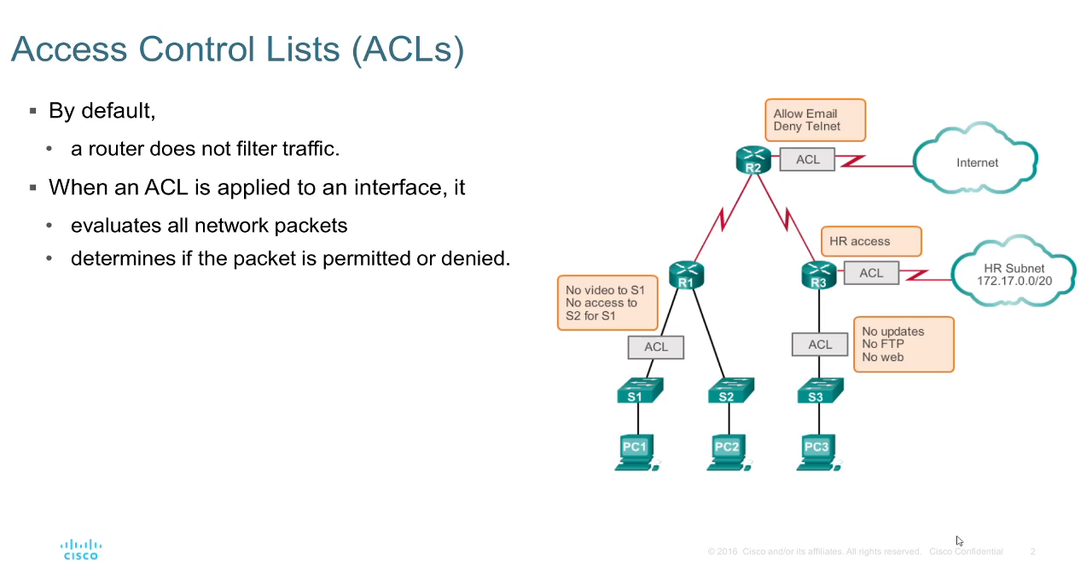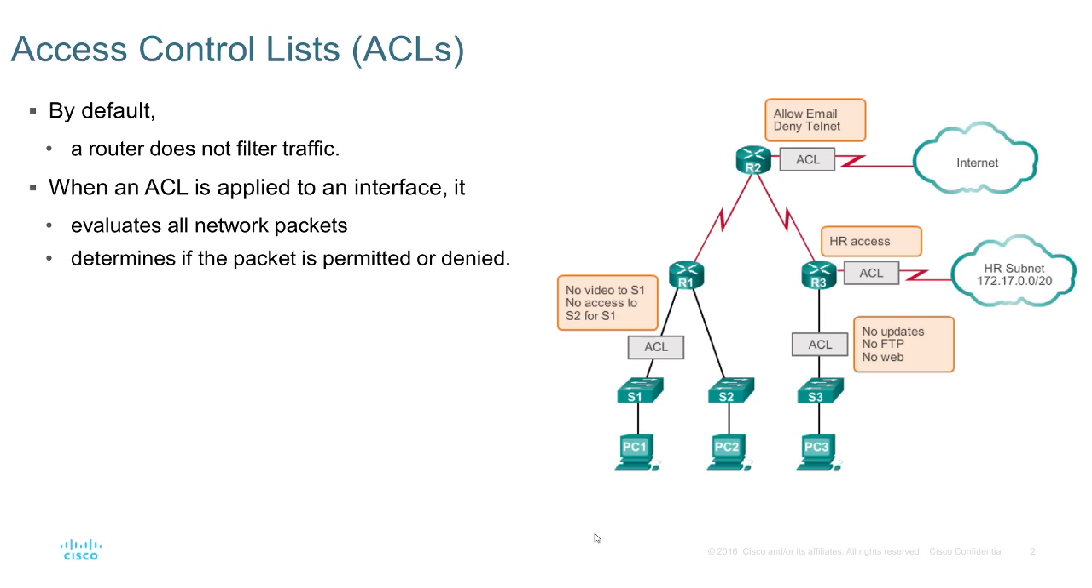That is, there's no form of control in terms of who can access what, or whether this network can be accessed by someone else. There are no such controls happening in a router by default. This is where we get to use what are called access control lists.